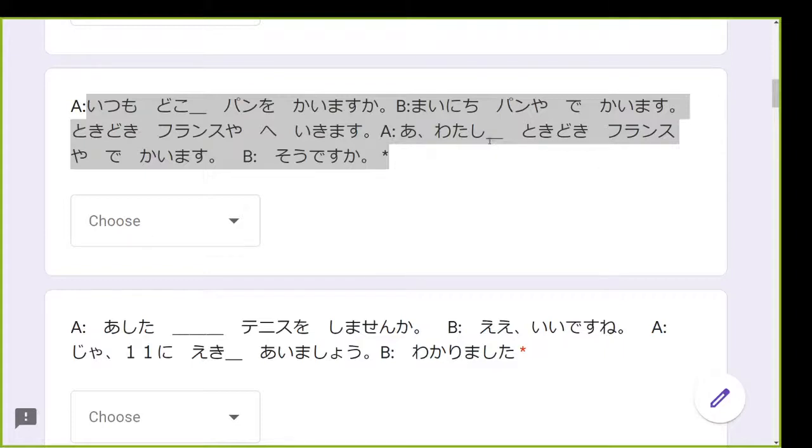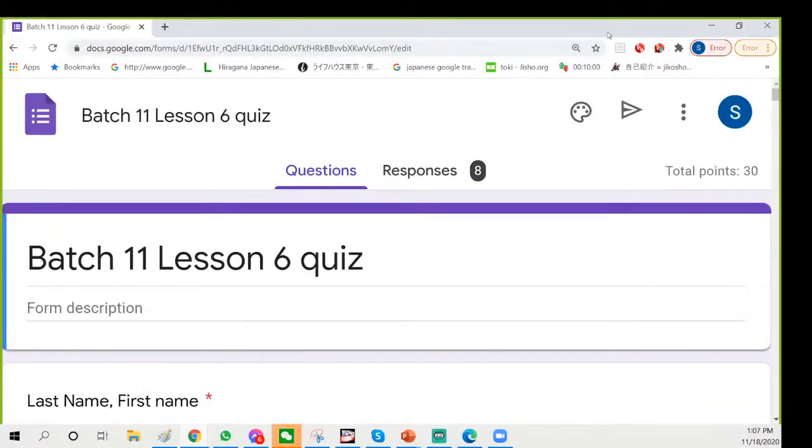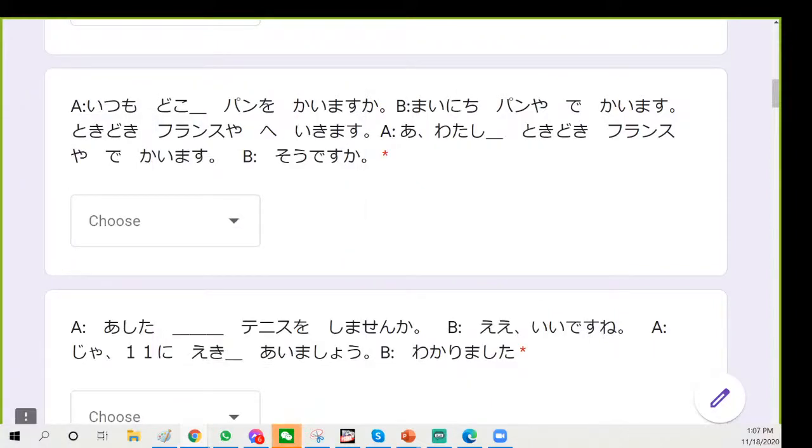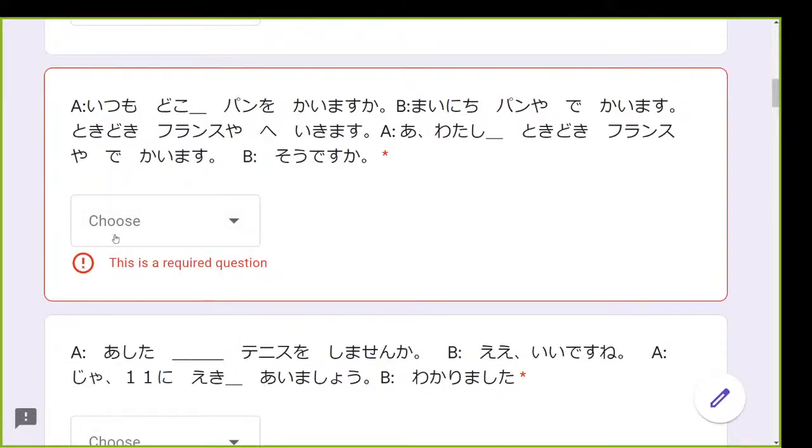So, can you try to answer this one? Which particle are we going to use here? So the first one is, doko blank. What particle are we going to use here? Mo. Okay, mo. How about this one?